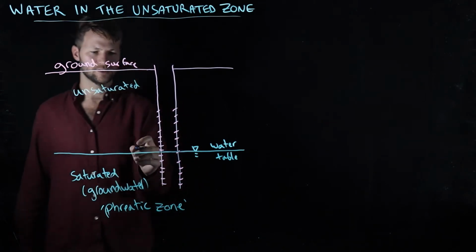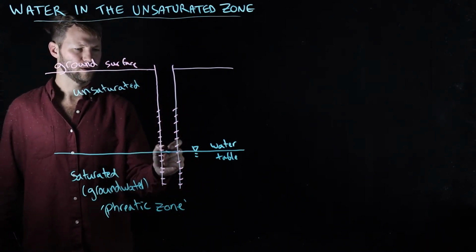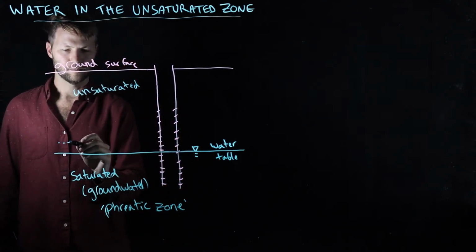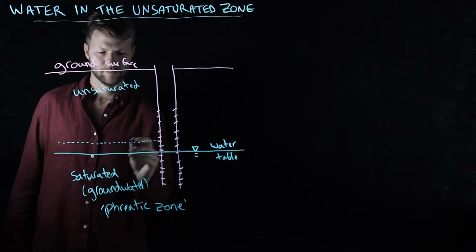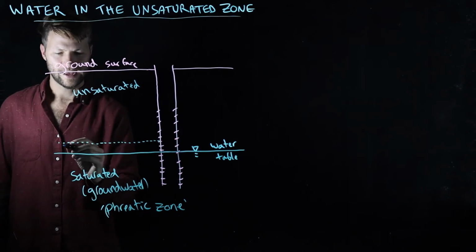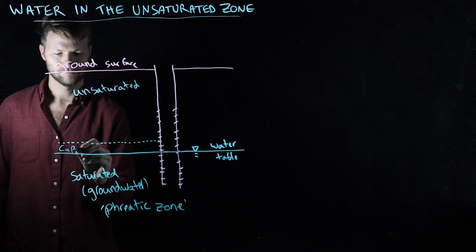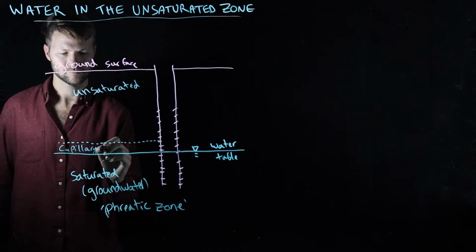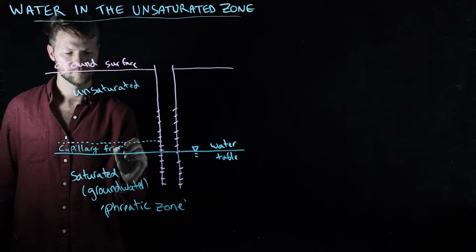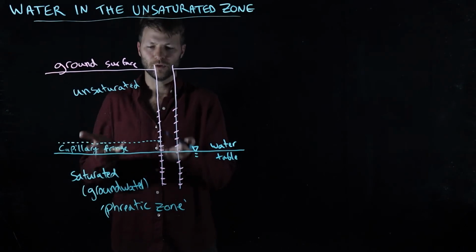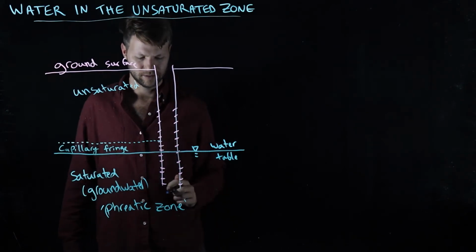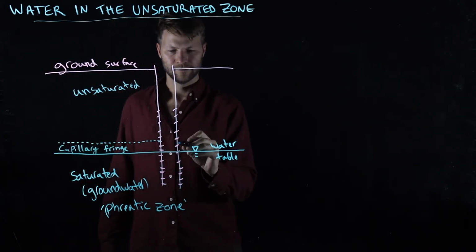And that's because there's a zone above where the water table is, where the pores can still actually be totally filled with water. And this zone is known as the capillary fringe. And it's where the water is being pulled or wicked upwards by the material that it occurs in.